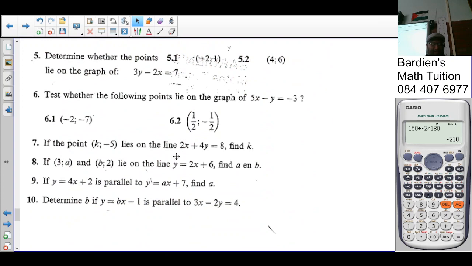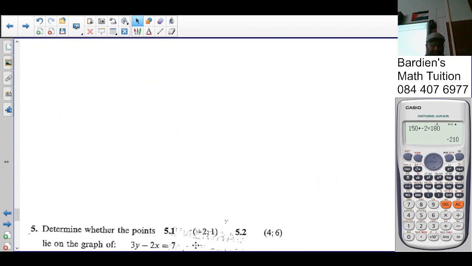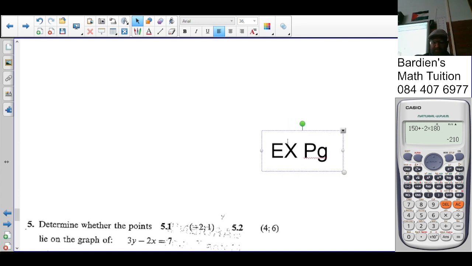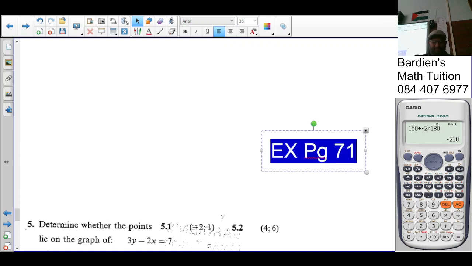Right, we are number 5. Which page is this on? Page 71. Page 71. Show me. Close on that side.